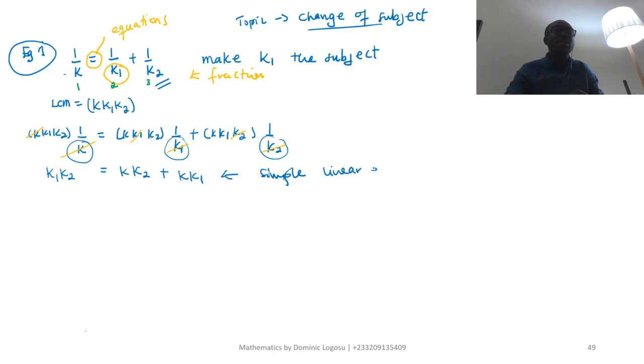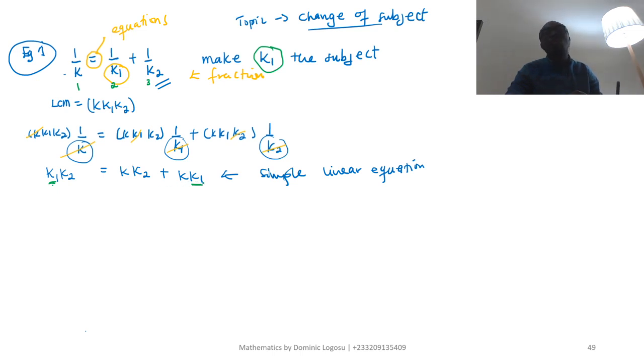Having that, now we have a simple linear equation. So we need to solve the simple linear equation. Solving this basically means that we need to look at what we are supposed to make the subject. We have to make k1 the subject. So let's identify where k1 is. If k1 was just this k1 in this equation, we could have just gone ahead to get rid of this k2. But we have k1 here, and then we have k1 here. We can't just make one the subject and the other will remain in the equation.